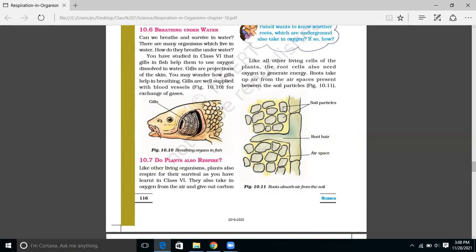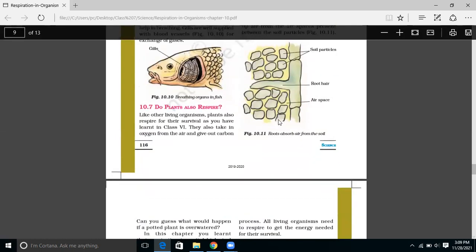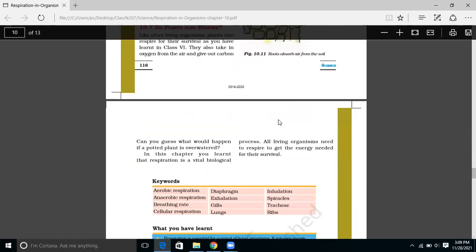So we can see over here, this is the soil particle, this is the soil particle. We can see there is some space between them. So what the roots will do, they will take the air from the spaces which are present between the soil particles here and here. So it will take up whatever air space is there, and through that it will breathe. Also it has the leaves where they have stomata for the exchange.